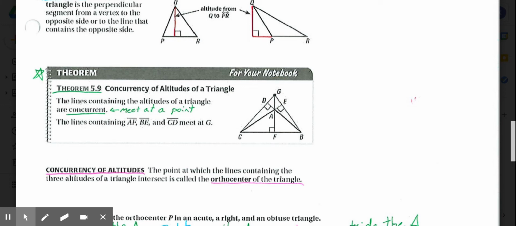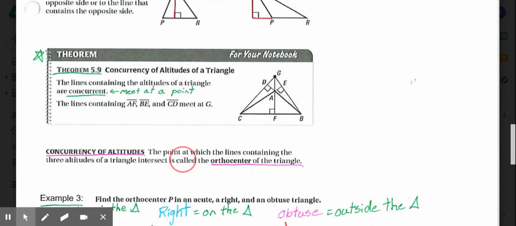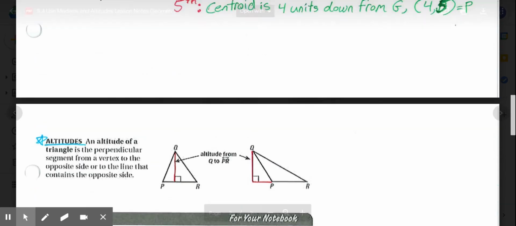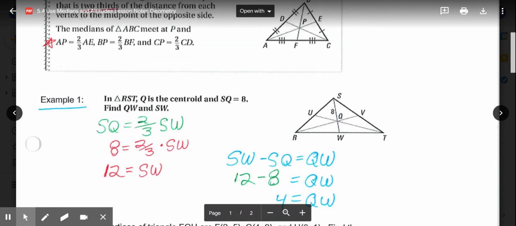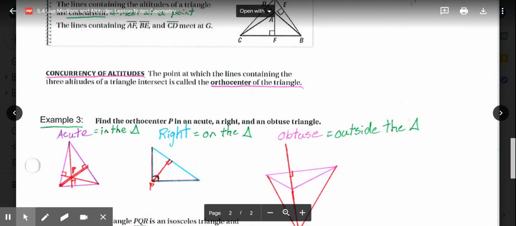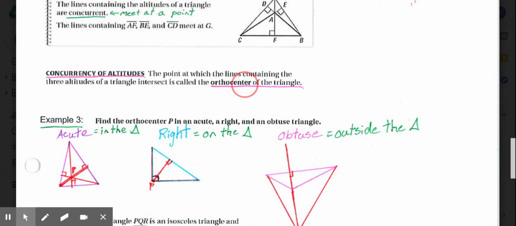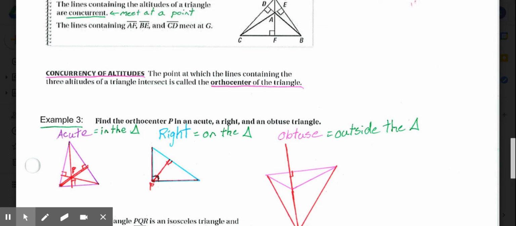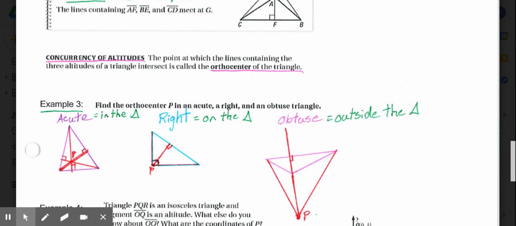Now, the point that our three altitudes meet at, so going vertex to 90 degrees or perpendicular with the opposite side, the three altitudes intersect at a special point as well called the orthocenter. So now we have a circumcenter, an incenter, a centroid from up here, and then we have our altitude piece, which is an orthocenter. So to find the orthocenter P in an acute, a right, and an obtuse triangle.